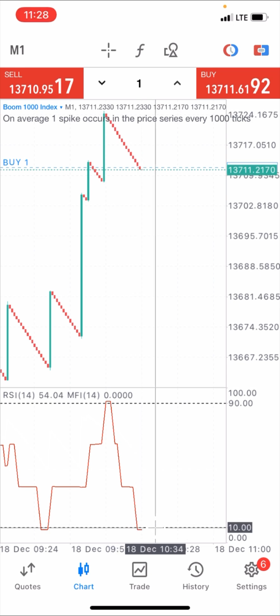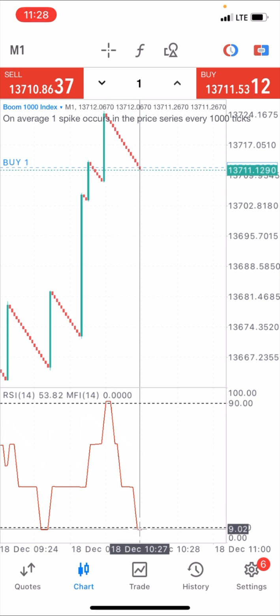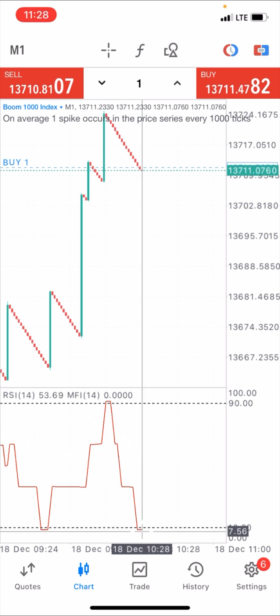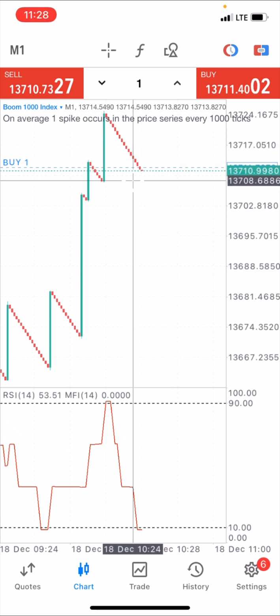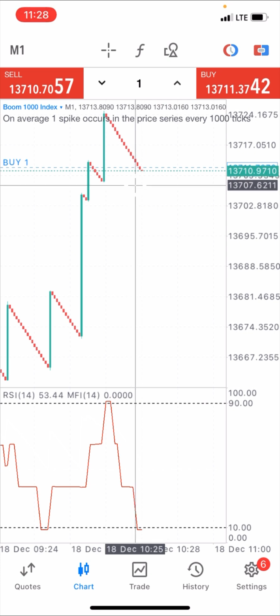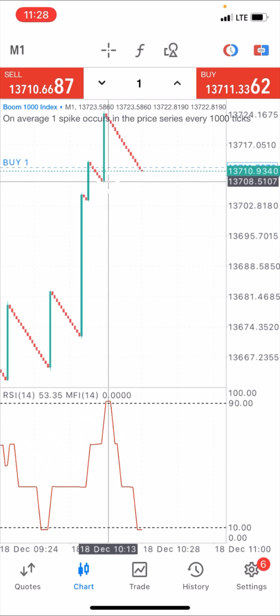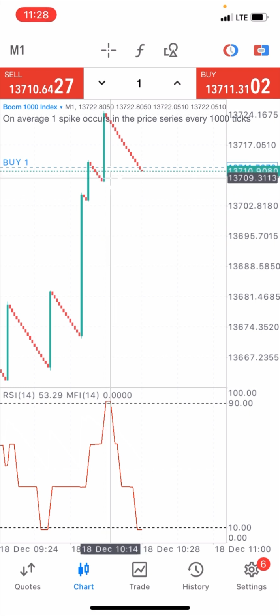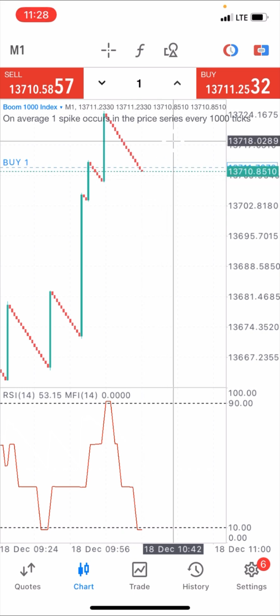So if you see this indicator, this is the MFI, the money flow index. If it drops below this level, you should expect a spike. So you can just take an entry, and then if it drops down to the previous low, if you see that it drops and it breaks the previous low and it doesn't spike, that's where you should exit the market, guys.